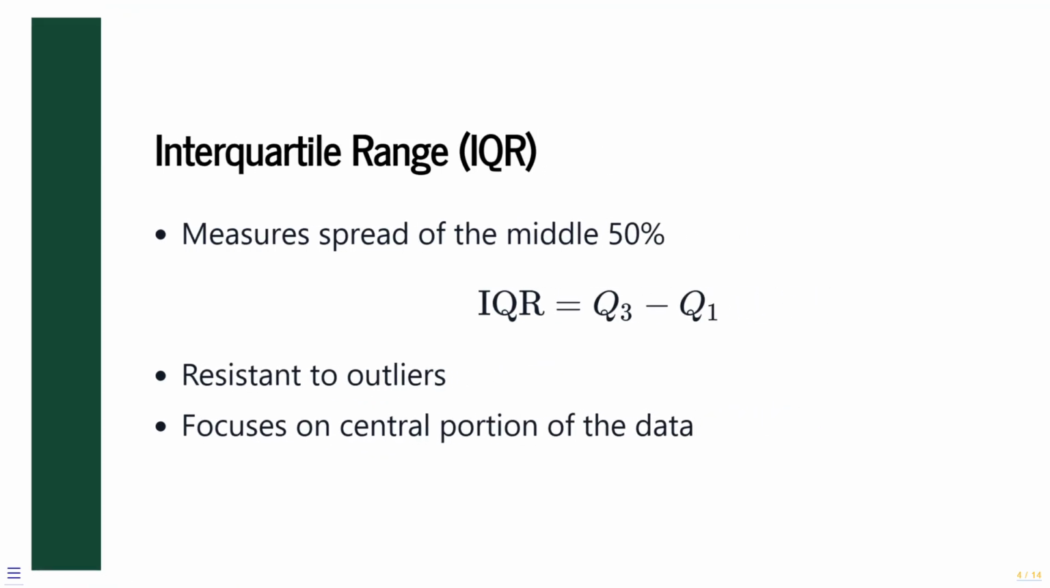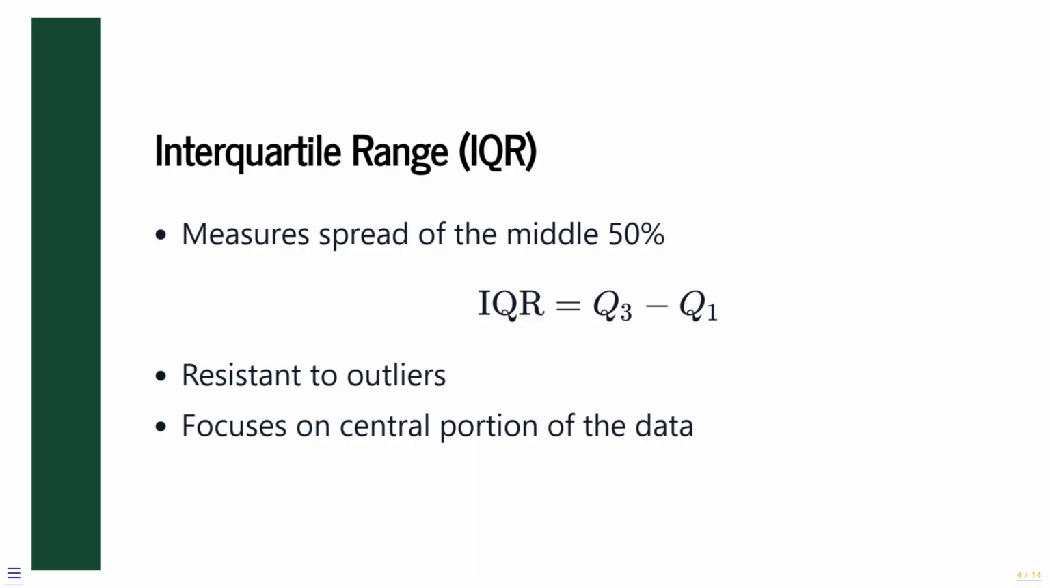The interquartile range, or IQR, is one of the most important quantities tied to the 5-number summary because it measures the spread of the middle 50% of the data. The definition is straightforward. It is Q3 minus Q1. Here's how to interpret that. Q1 is the point where about 25% of the data lie below it, and Q3 is the point where about 75% of the data lie below it. So the distance from Q1 to Q3 captures the central half of the observations.